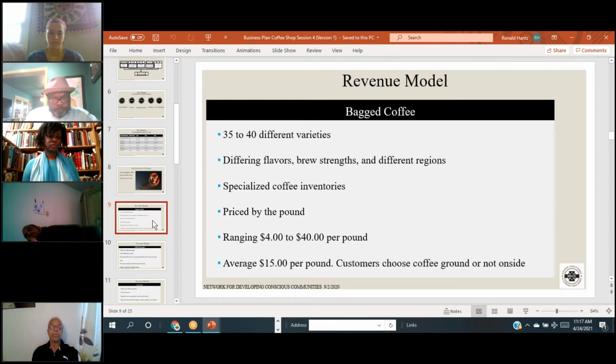And so here, this particular coffee shop looked at the range of selling from $4 a pound to $40 a pound, because again, of wherever they were sourcing their coffee beans from and the flavors and the brew strengths of those coffees. Lastly, they just averaged out across the board what a pound of coffee was worth. And so here it came to $15 a pound.